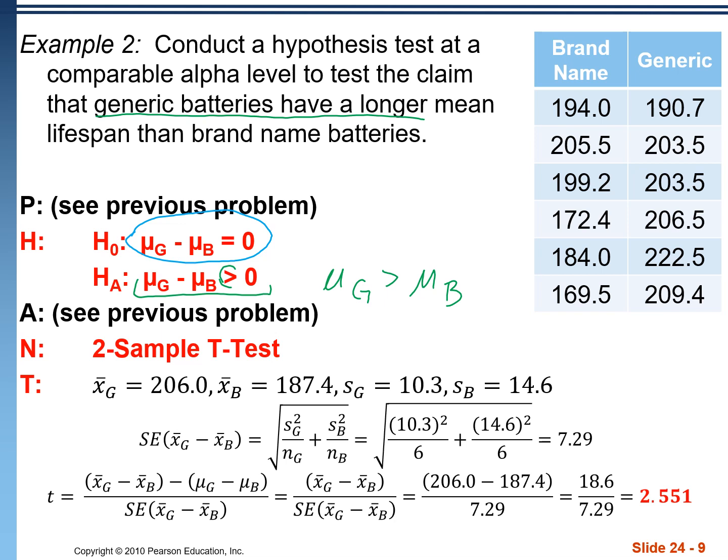So for the test statistic, if we take our 2 sample results and subtract them, is that an unusually large difference compared to the null hypothesis? The null hypothesis always says that the difference is 0, so that really isn't even there. We're just looking at the difference between those 2 samples. Compare that difference to the standard error, and we get a t-score of 2.551.